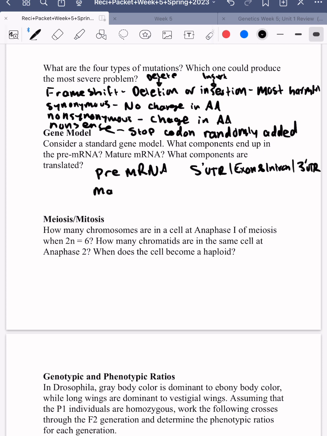In the mature mRNA, what we end up with is the 5' untranslated region, the exons, and the 3' untranslated regions. So the introns are spliced out. The introns are insignificant. They do not code for the desired protein. In the mature mRNA, those are spliced out, and all we're left with is the exons. And the exons are what is translated.